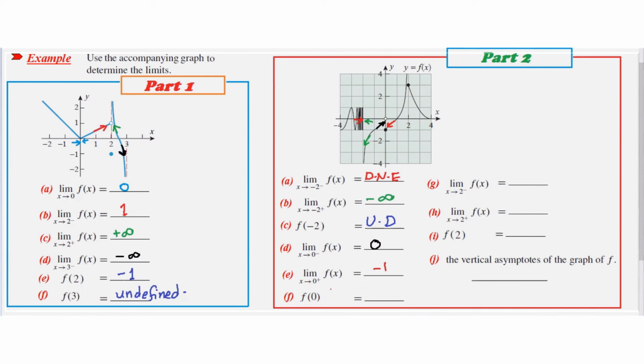Now you have to find the image of 0 under the function, f of 0. This is 0, go up and down. You will see that there is a closed circle here, so f of 0 equals negative 1.